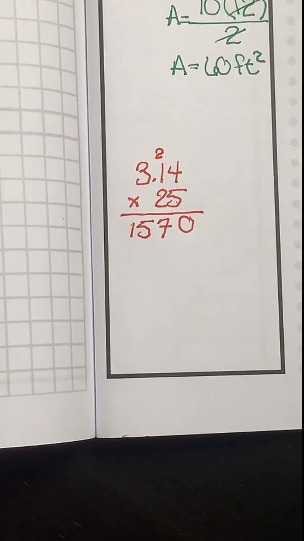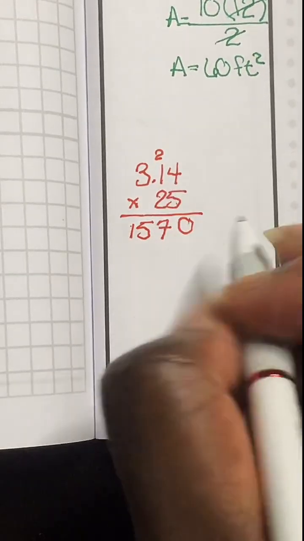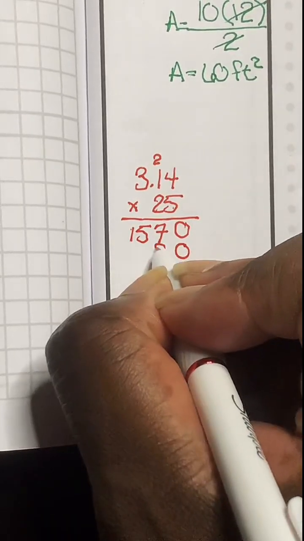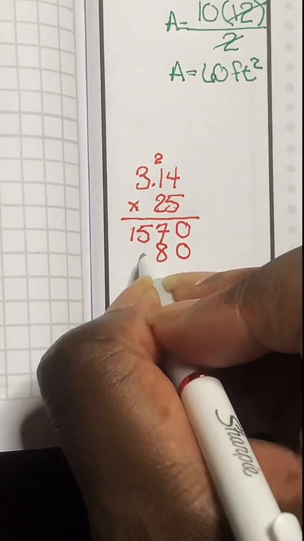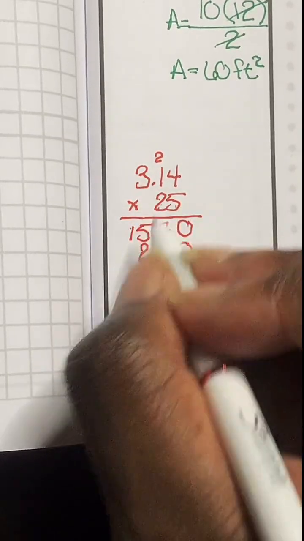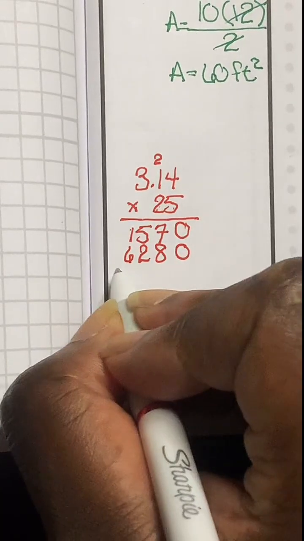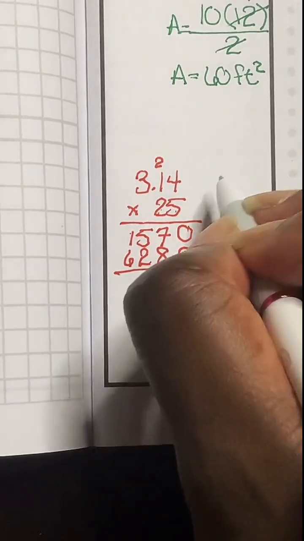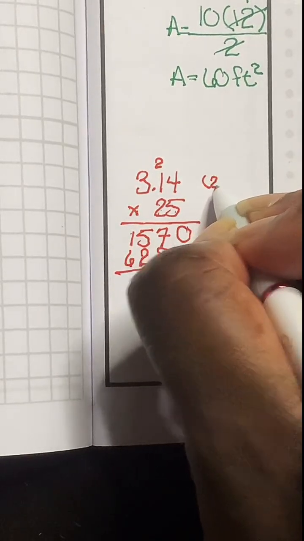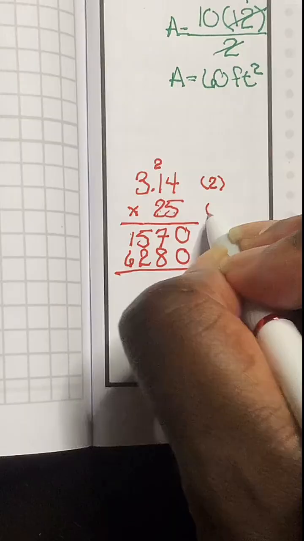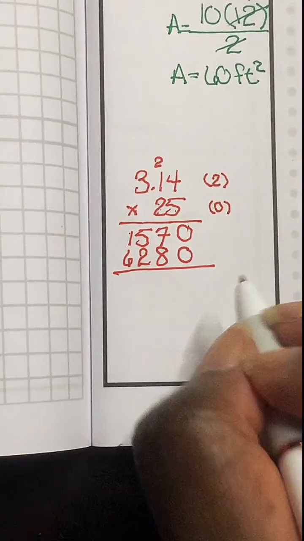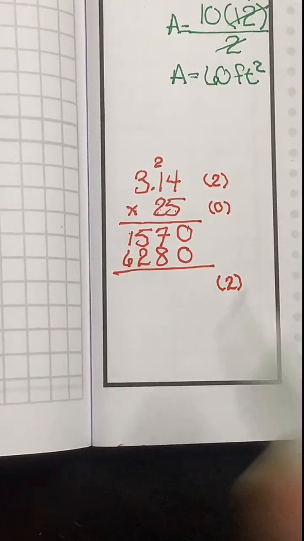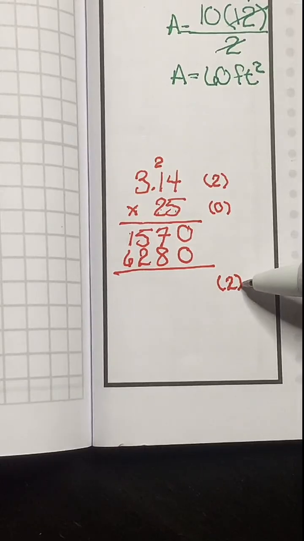Now we're going to repeat the process again. We don't have anything for the ones, so they got a 0. 2 times 4 gives me 8. 2 times 1 gives me 2. And 2 times 3 gives me 6. Now, when we're multiplying with a decimal, this has 2 decimal places. This has 0 decimal places. That means my answer needs to be in 2 decimal places because 2 plus 0 gives me 2.